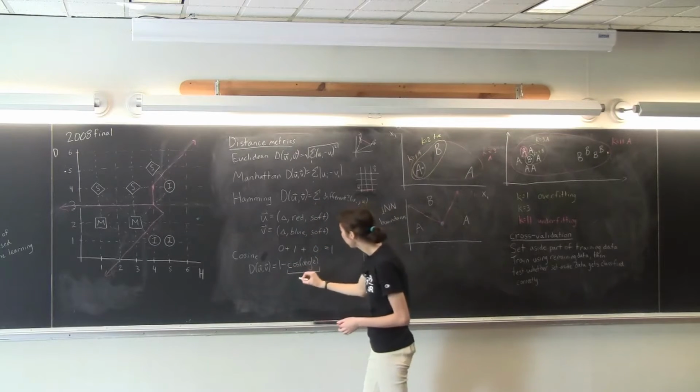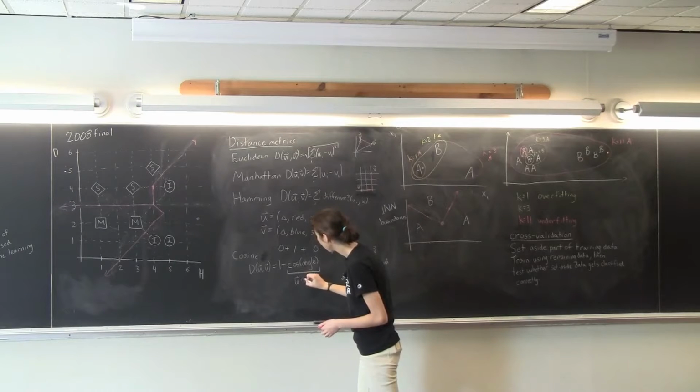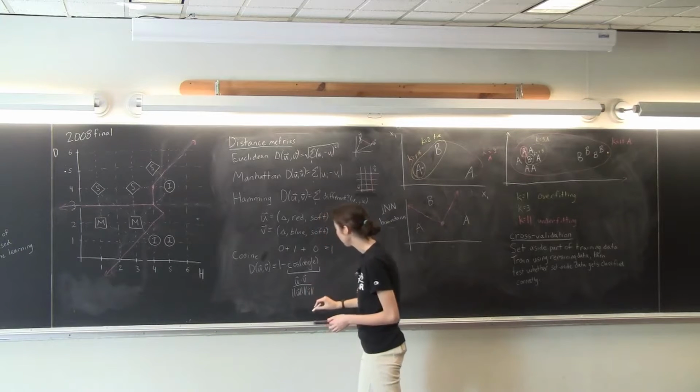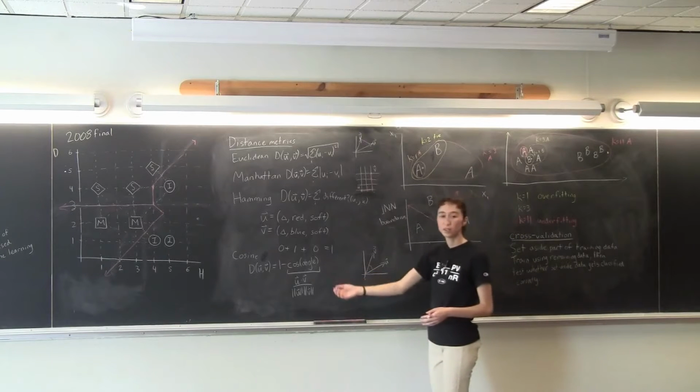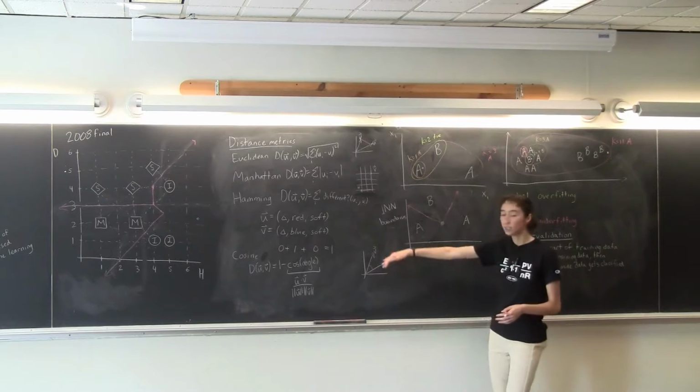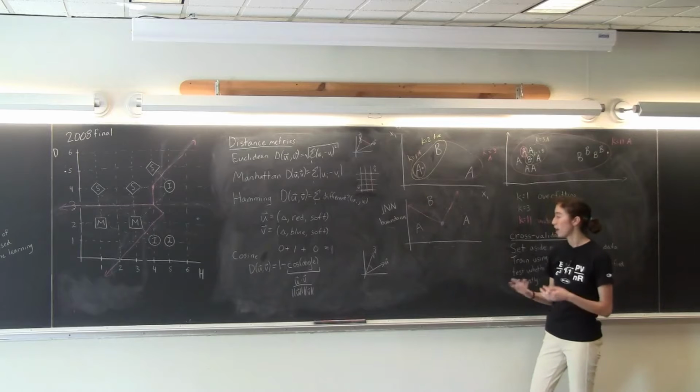And the cosine of the angle will just be the dot product of the vectors divided by the lengths of the vectors. So an example of when you might want to use this is if you care more about the ratio between the features than the actual quantities.